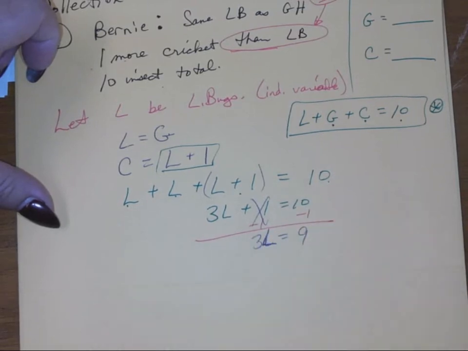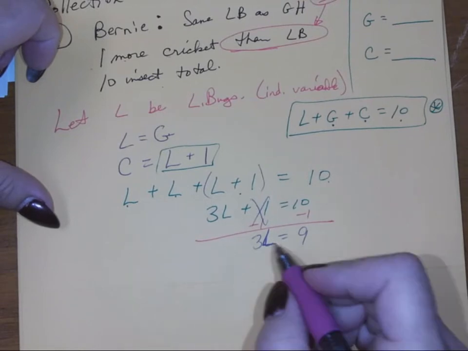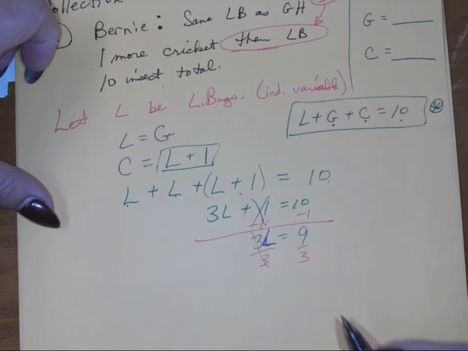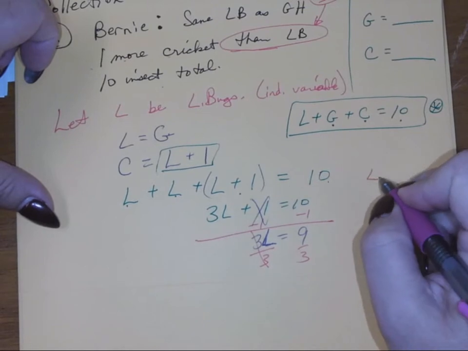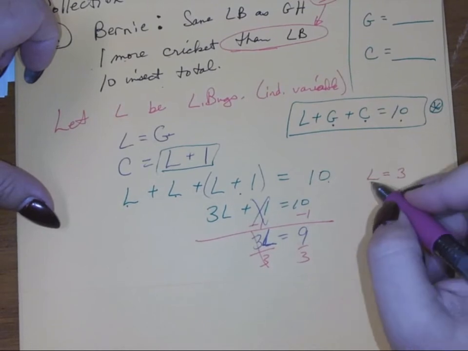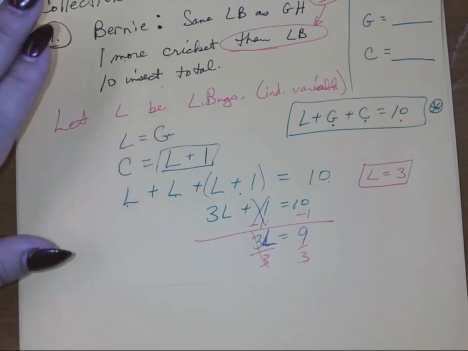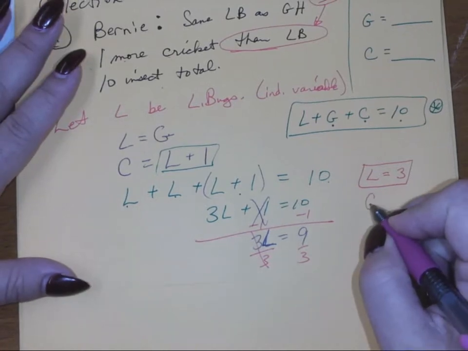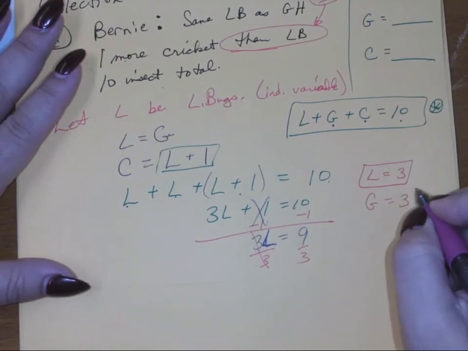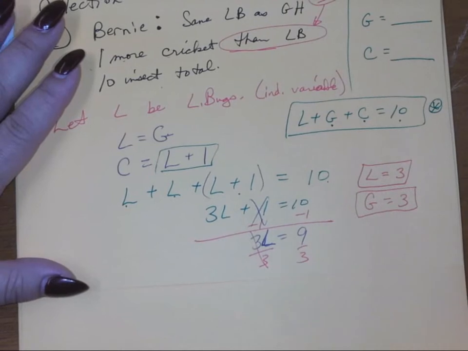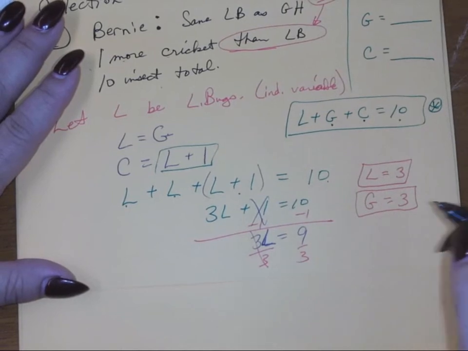It's an L. So now I can undo multiplication by dividing, right? So divide by 3 on both sides. The L would be equal to 3. 9 divided by 3 is 3. So there are 3 ladybugs in his collection, right? Bernie's got 3 ladybugs. And what does that tell me about the G's? Grasshoppers. Also 3, right? They're the same. And then what does that tell me about crickets?